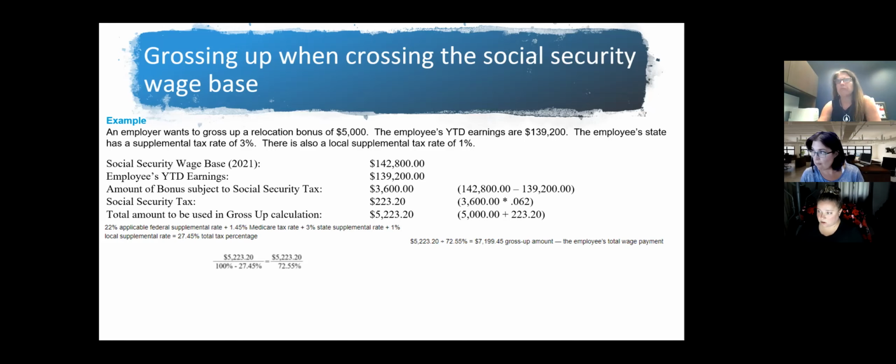So if you have a gross up calculation that's crossing that Social Security limit, figure out what portion of it is taxable for the Social Security amount, figure out the tax on that, add that to your gross up amount, and that's your target.